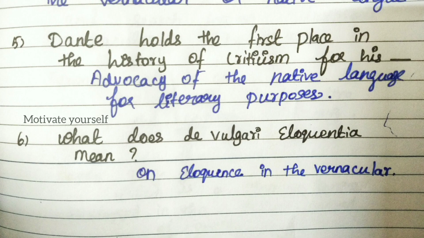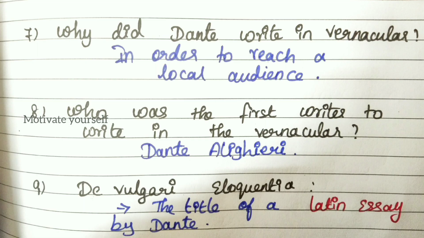Sixth question. What does De Vulgari Eloquentia mean? On eloquence in the vernacular. Seventh question. Why did Dante write in the vernacular? In order to reach a local audience. Eighth question. Who was the first writer to write in the vernacular? Dante Alighieri.